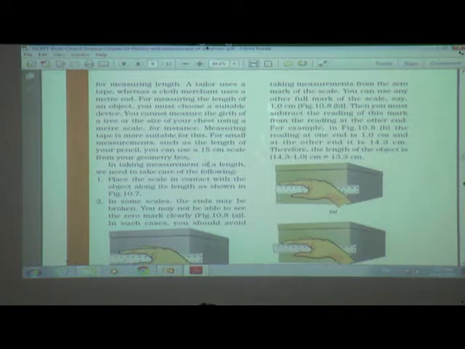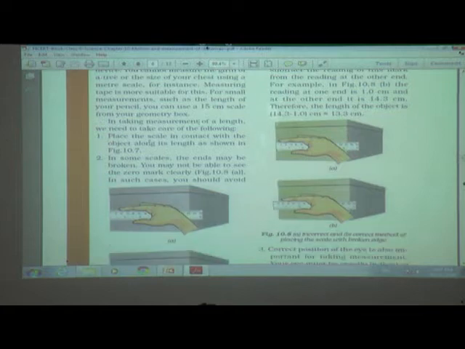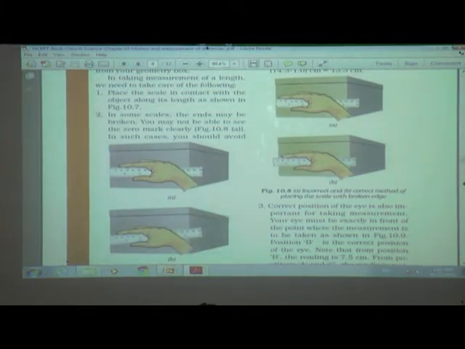In taking measurement of a length, we need to take care of the following. So here are some points that will tell us how to measure properly. Place the scale in contact with the object along its length as shown in figure 10.7. See here. Place the scale properly.